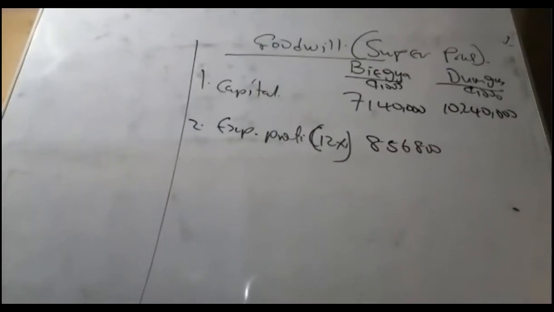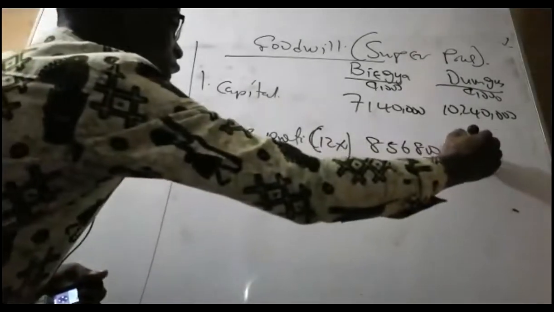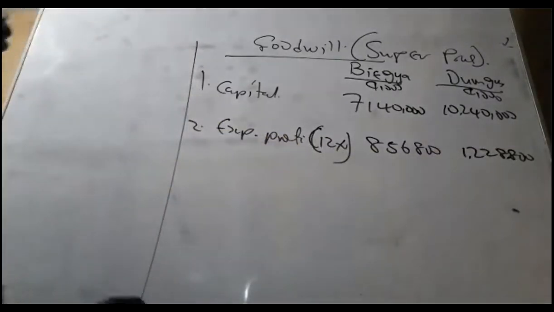Then the next one will be 12%. So that's 0.12 times 10,240. That'll give us 12288. So that'll give us 1,228,800. So that's the expected.